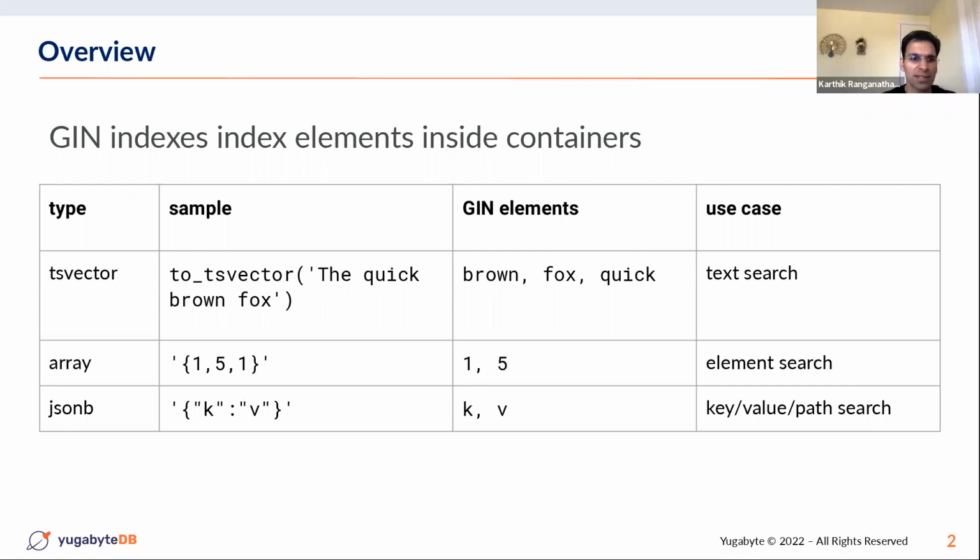TS vector, I guess it expands to term search vector, right? It really is the set of words inside that sentence that are not stop words. The word "the" is stripped out and now you get a tokenized set of words. Is that the way to understand it?